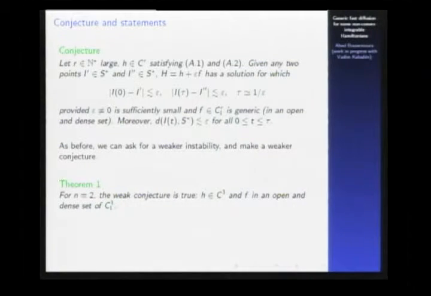So in the convex case, you start with n equals 3. Here it starts with n equals 2 because they are not degenerate. Okay? So the theorem is that for n equals 2, the weak conjecture, so not this one, but the weak one, just the drift, if you compare it to before, is true. Okay? It's true, you need H to be of class C3, F to be in an open and dense set in the unit sphere of C3. Okay? So this is just the weak.